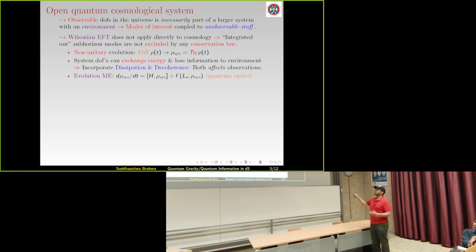We're just looking at some Hilbert space which has some density matrix evolving on it, and we're just tracing out parts of the Hilbert space that we have no access to. So we have a reduced Hilbert space for the system degrees of freedom. The only thing here is that this reduced density matrix can exchange energy and lose information to the environment. This is what I meant at the very beginning by incorporating dissipation and decoherence. It is by now well known that both of these are not just conceptual things, they affect observations. Whether they affect them significantly or not is an open question.